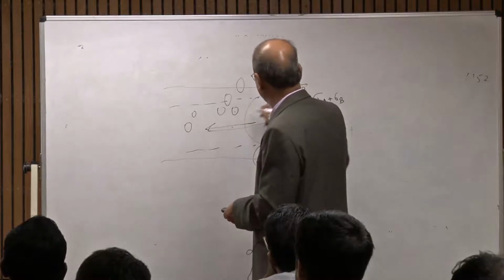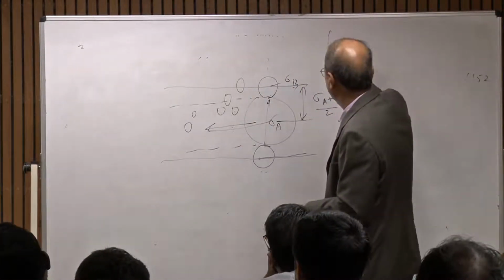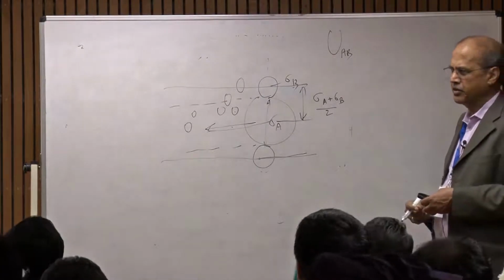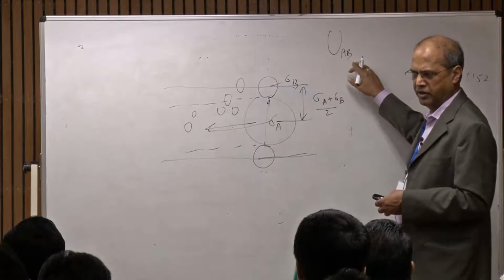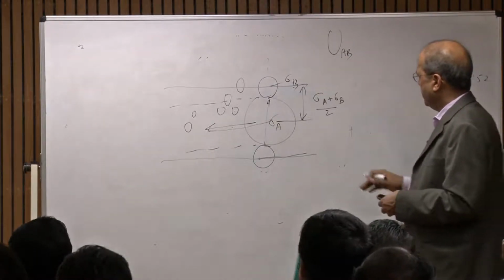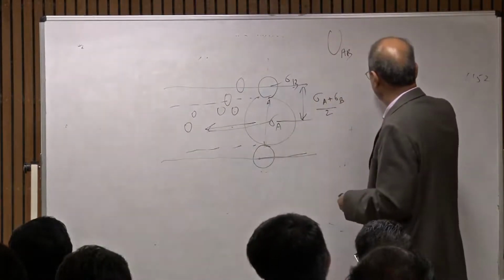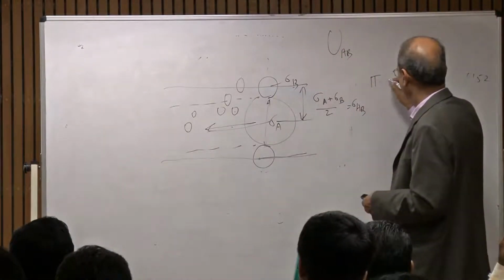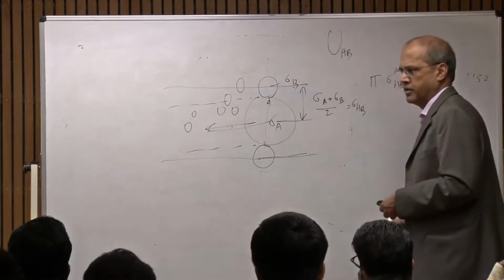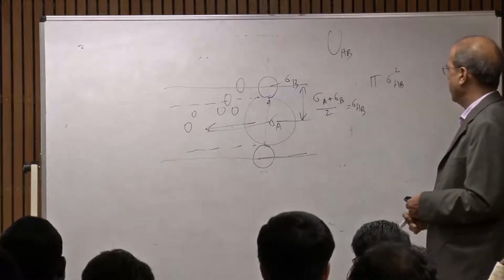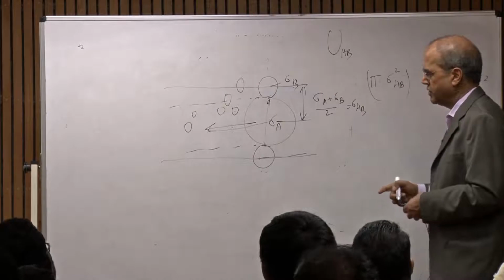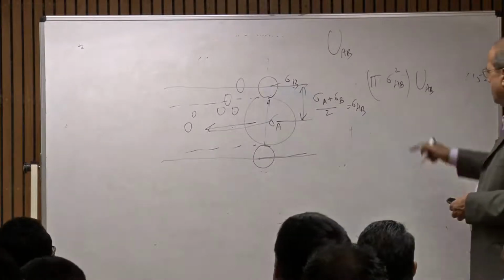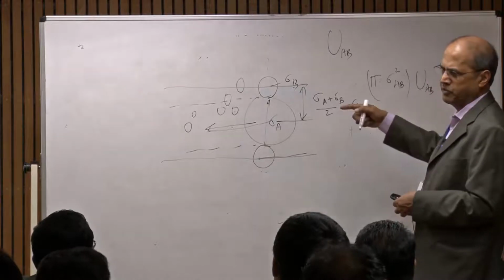So as it goes, it is going at a velocity, what is the symbol I'm using? UAB. So these are all average properties. These are not instantaneous values, okay? So this is the velocity of molecule A with respect to B, the average velocity. Then the volume traversed is pi sigma AB square, that's the cross-sectional area, okay? So in 1 second, the distance covered will be times UAB, correct? So this is the volume traversed by this molecule.